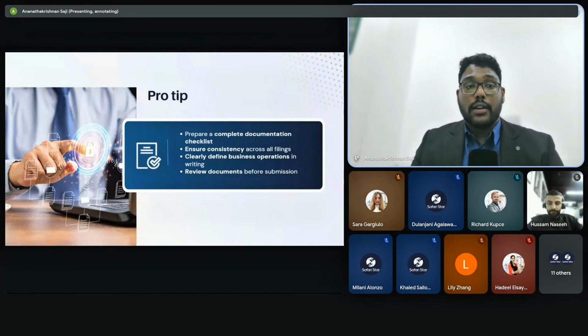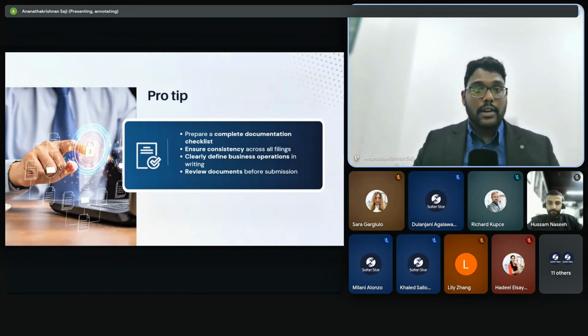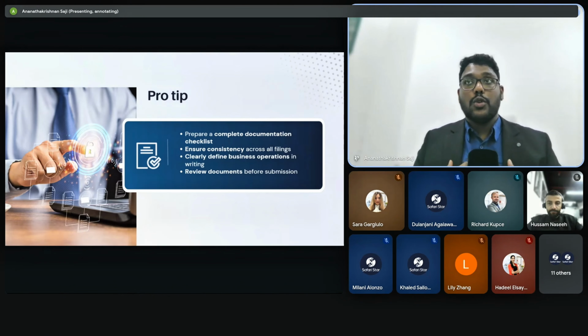Okay, so the pro tip for this agenda is to prepare a complete document checklist. You have to create a checklist for yourself, or if you're working with a consultant, tell him to create a checklist for you. So you'll have your passport. If you're a resident in the UAE, you have your Emirates ID, visa page, and everything. And when it comes to opening a bank account, you need the right business activities and the right business plan. So you will mention your targeted customers, and always think ahead, let's say you want to do business in China in future.